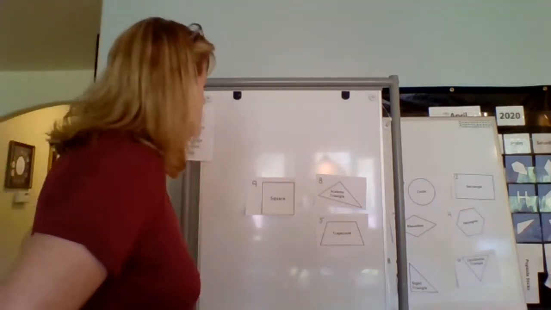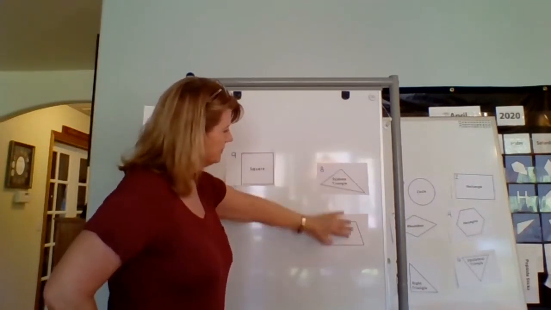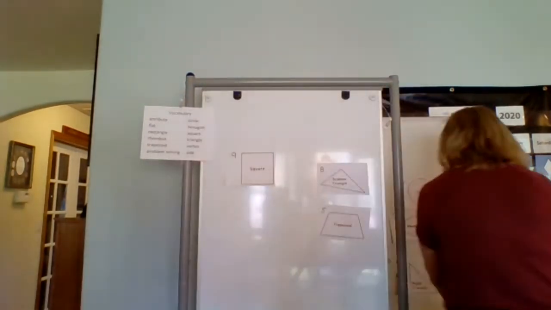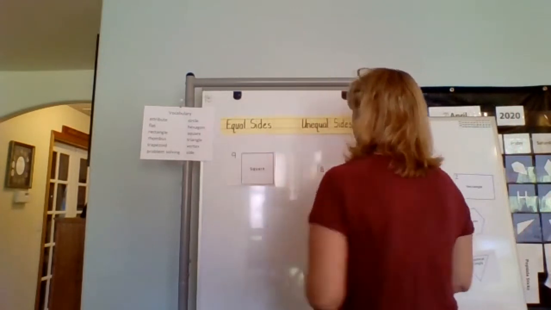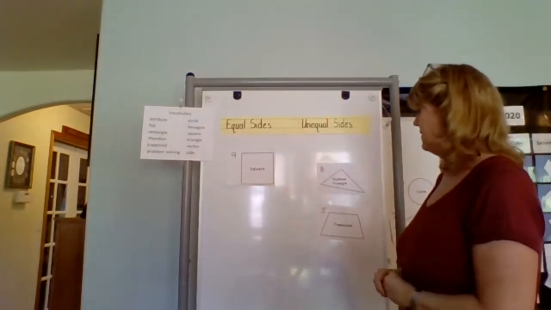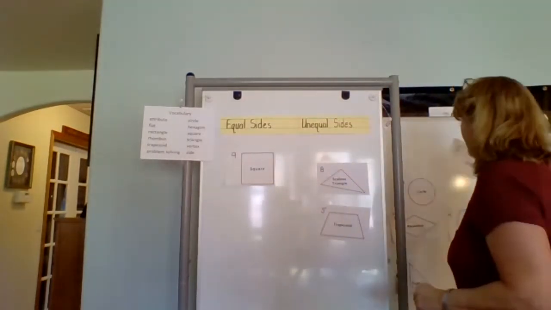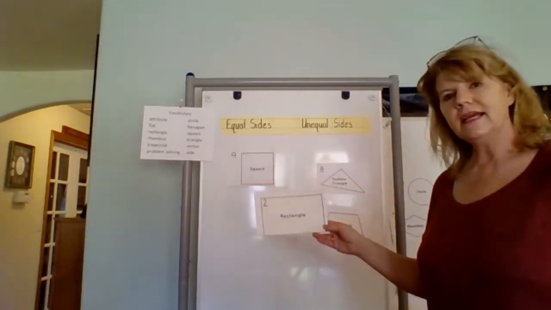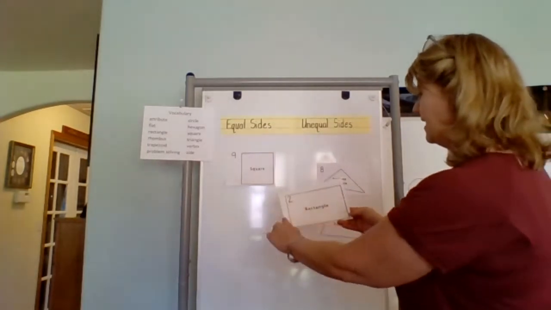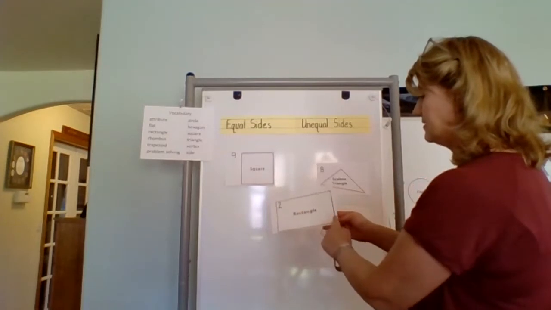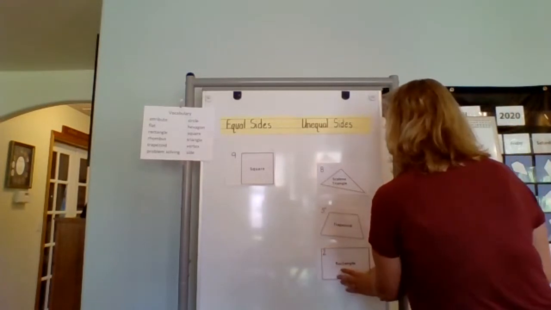So let's go ahead and make a group of equal sides and unequal sides. Let's go ahead and label that. Equal sides and unequal sides. Okay? The rectangle. Does a rectangle have equal sides or unequal sides? It has unequal sides. It has 2 short sides and 2 long sides. So I'm going to put that on the unequal side.